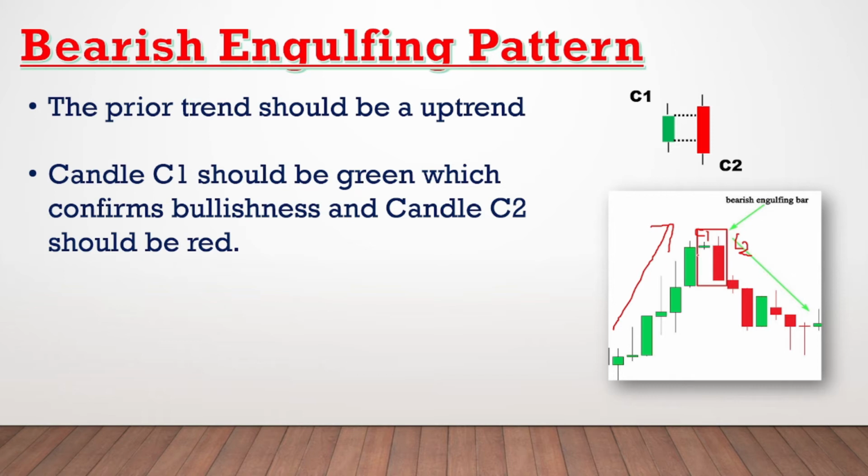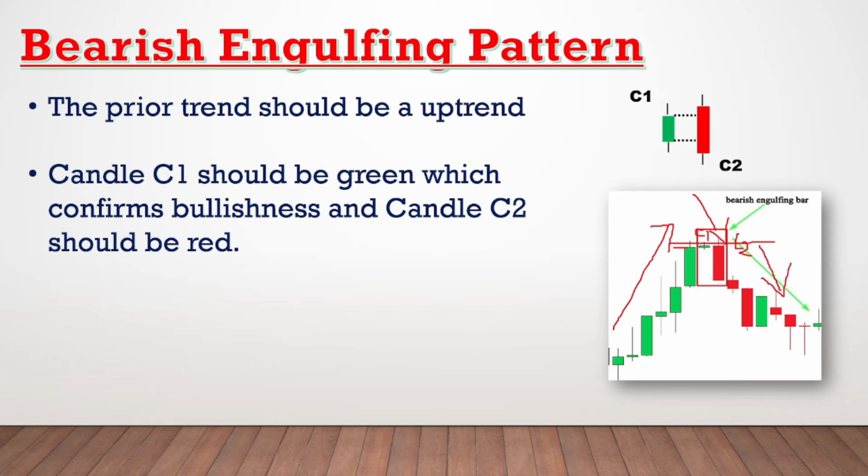Here also the same thing is reflected. C1 opened higher compared to the previous day's close, which indicates buyers are in absolute control. And if we look at C2, candle C2 engulfs candle C1, correct? The real body of C1 is covered by the real body of C2, so we say it is a bearish engulfing pattern. At this price point, bears entered the market and tried to pull the stock downward, which results in a trend reversal.